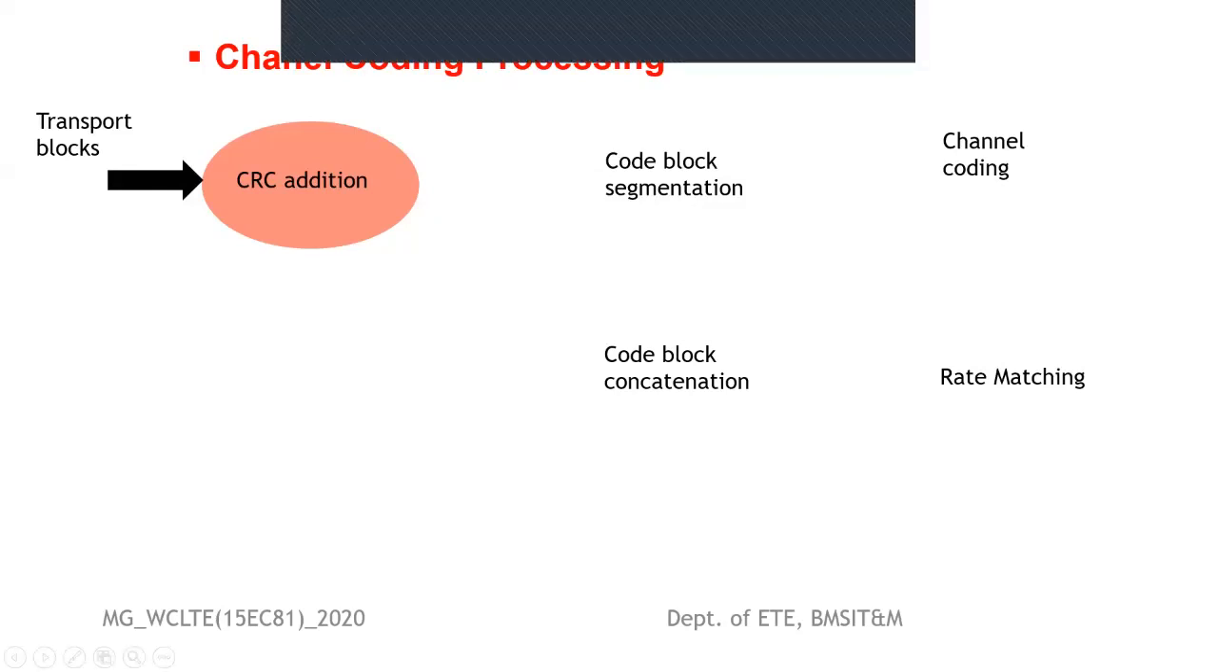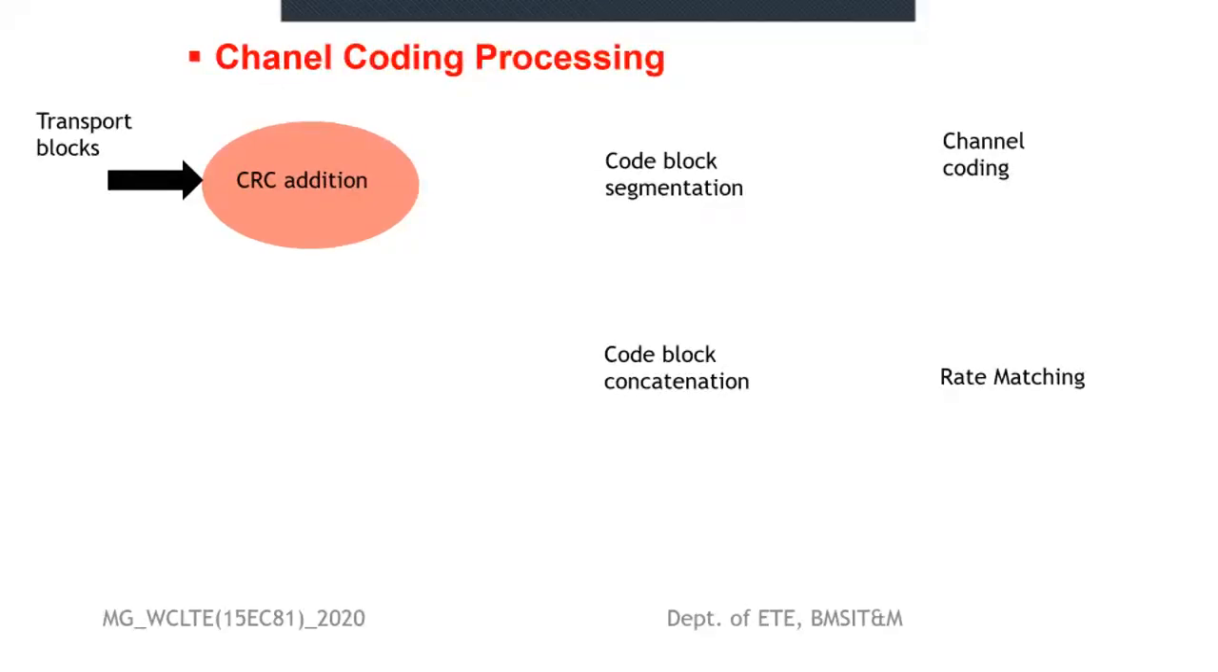CRC is cyclic redundancy check, and it is used for error detection. Channel coding has that capability, right? By adding CRC, we will be able to detect the errors. For transport blocks of a certain size, the CRC will be added. The purpose of adding CRC is for error detection.